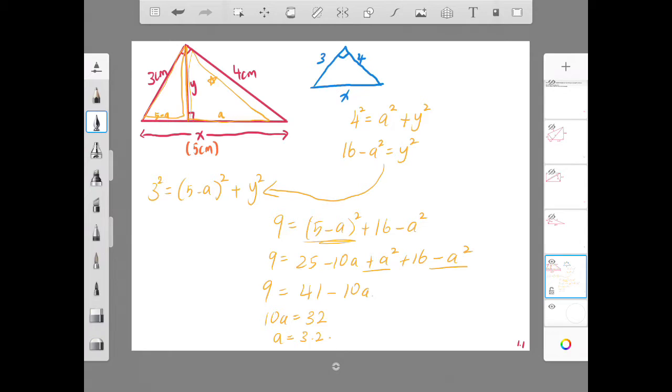Since a is 3.2, I'm going to replace this back into this equation. So y square equals to 16 minus 3.2 square. So y square will be equals to 16 minus 3.2 square equals to 5.76, and y will be equals to square root of 5.76, which is 2.4 cm.